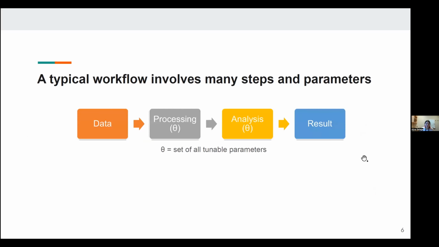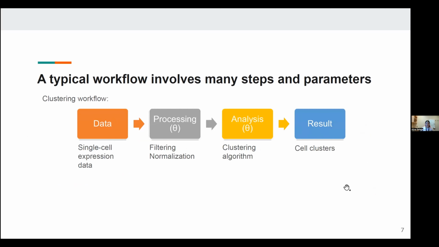And so just to have a look at what that looks like. A typical bioinformatic workflow involves many steps, and all of these steps have parameters that are associated with them. So between our input data and the result, whatever we want to get from our workflow, we can broadly categorize these steps into data processing steps and then analysis steps. And analysis is actually what our workflow is supposed to be doing. And here I'm collectively denoting all of the parameters across all of these steps as this one variable theta.